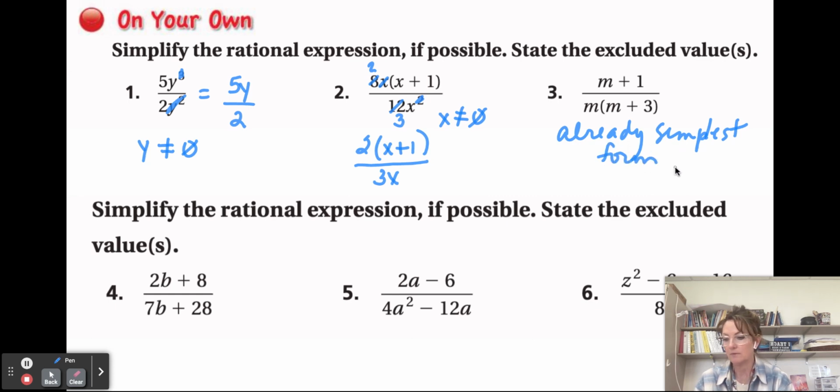So already in simplest form. The excluded values, though: m cannot be equal to 0, and m cannot be equal to negative 3, because negative 3 plus 3 would be equal to 0. So neither one of these parts could be 0.